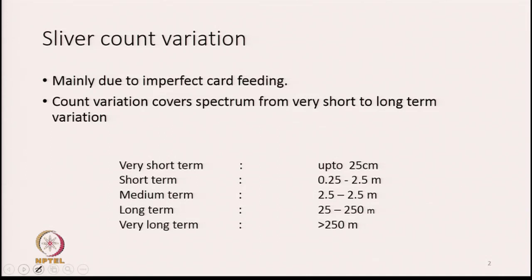What do we mean by short and long term variations? Some values have been quoted here. Mass variations up to 25 centimeter in sliver will be known as very short term variations. Then short term variation is 0.25 to 2.5 meter, medium term is 2.5 to 25 meter, long term is 25 to 250 meter, and very long term is 250 meter and more.